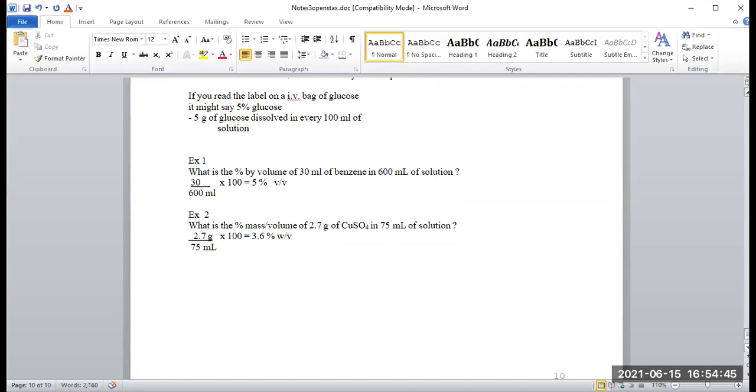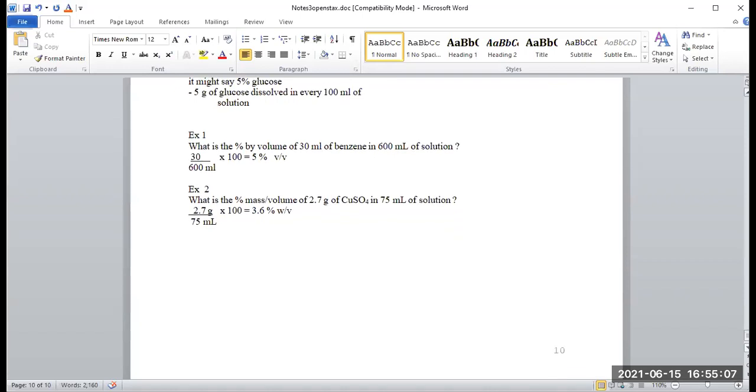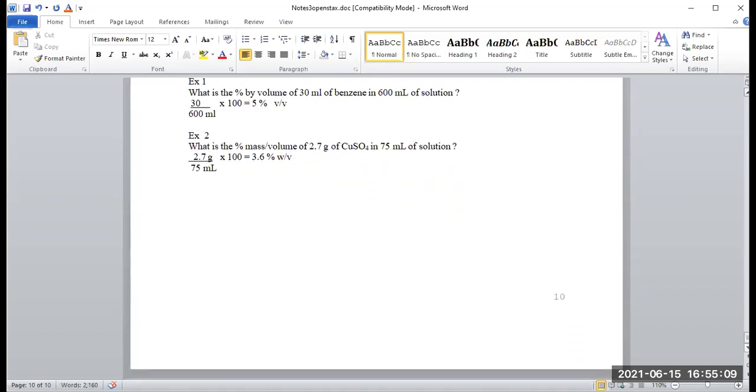One of the things that is true about percentage problems, compared to what we're used to seeing in terms of molarity, is there's no molar masses in percentages. You need molar masses frequently when you are doing molarity problems. And that is the end of chapter 3.